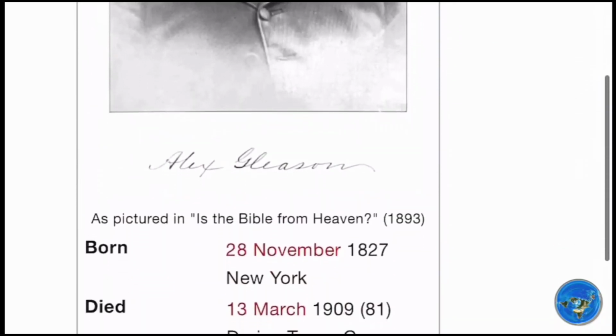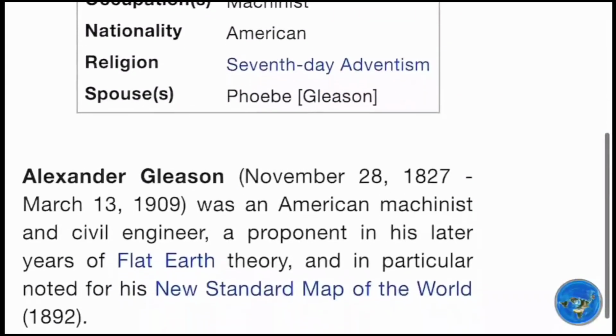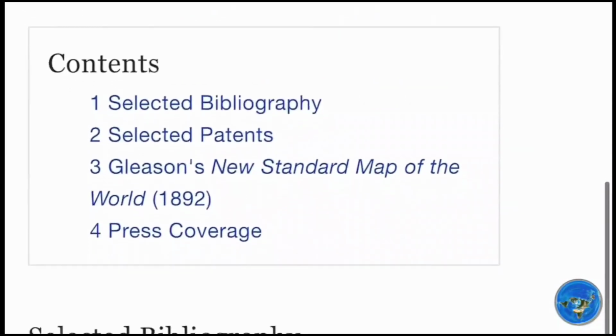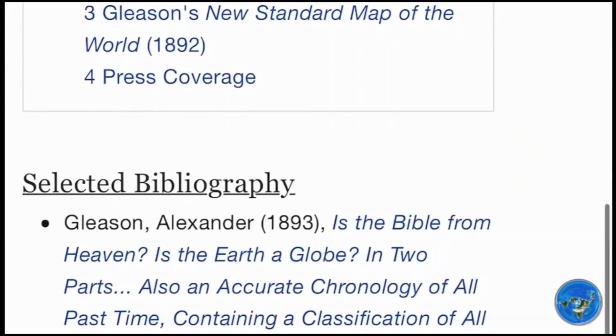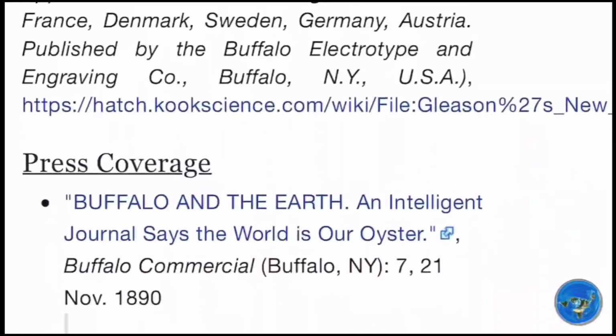Okay, so now here we have Alexander Gleason. Let's stroll down the page here. Okay, Alexander Gleason, November 28th, 1827 to March 13th, 1909, was an American machinist and civil engineer, a proponent in his later years of flat earth theory, and in particular noted for his new standard map of the world, 1892, the one that we are speaking of, the one that I just showed you.